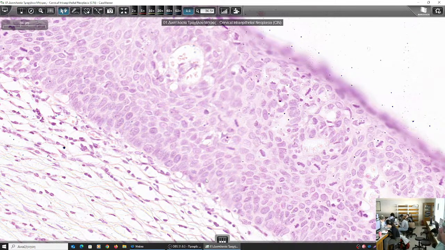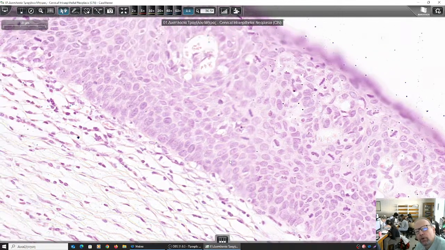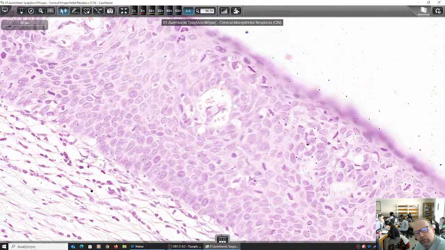And this is dysplasia, high-grade dysplasia, if it enters all the thickness of the squamous epithelium. And have a look here. 1, 2, 3, 4. How many mitoses are visible?